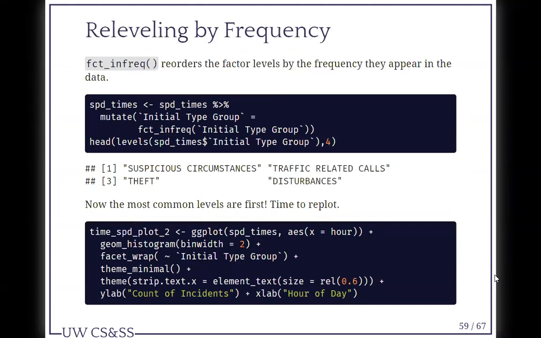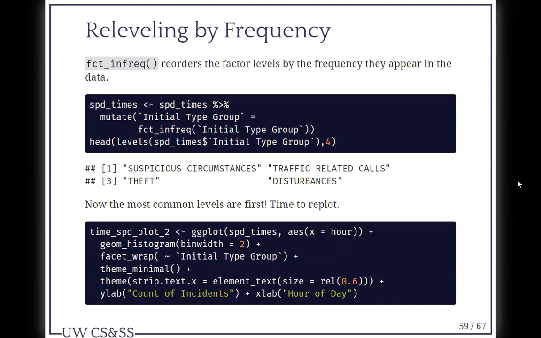So let's relevel it by, say, the frequency. We can use the function fct_infreq, which reorders the factor levels by the frequency they appear in the data. So here, we take the SPD times data and then mutate initial type group equals fct_infreq. And now when we look at the first 4 levels, we'll see that suspicious circumstances is number 1, and traffic related calls is number 2, and theft is number 3. And now the most common levels are first.